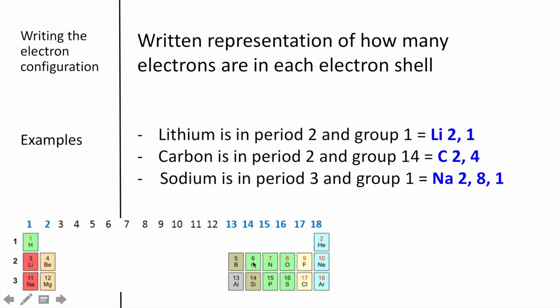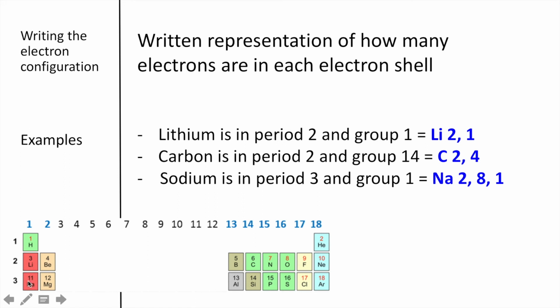Carbon is located in period 2 and group 14. So that means that we have 2 orbitals, 2 shells, right? Because we're in period 2. And remember, there's only 2 electrons that can go in the first orbital. And that would leave 4 electrons in the valence electron shell. And we can add that up. And we have 2 plus 4 is 6. And that's 6 electrons.